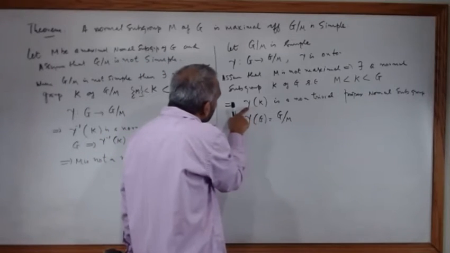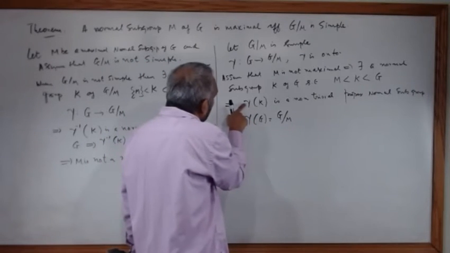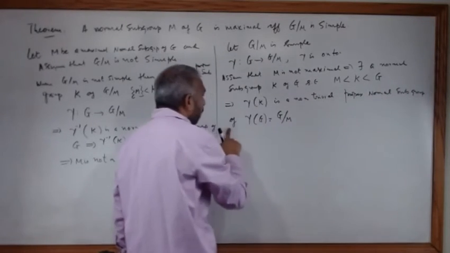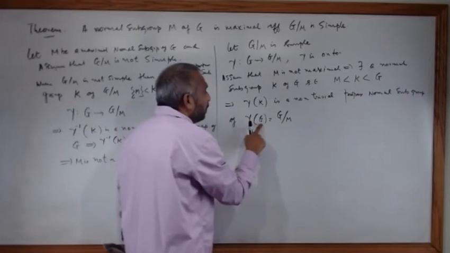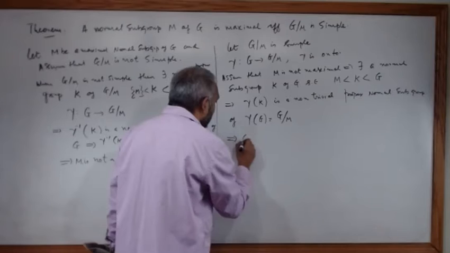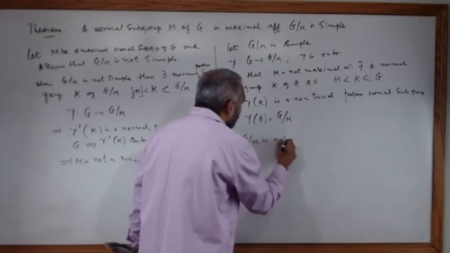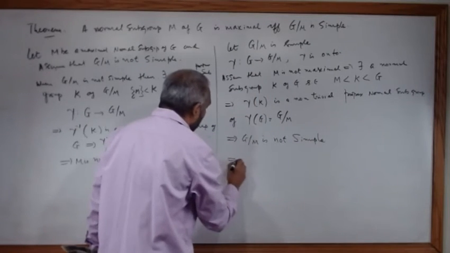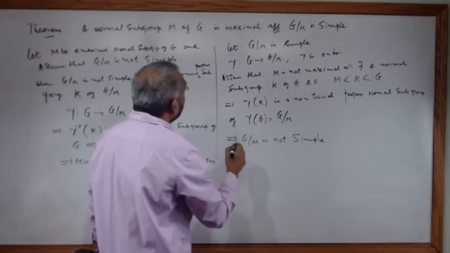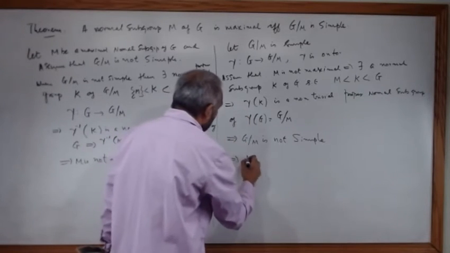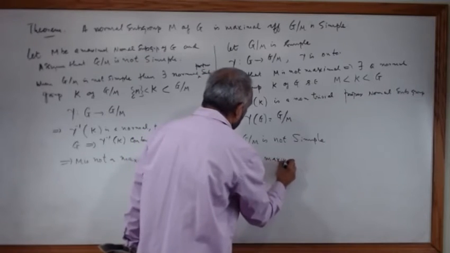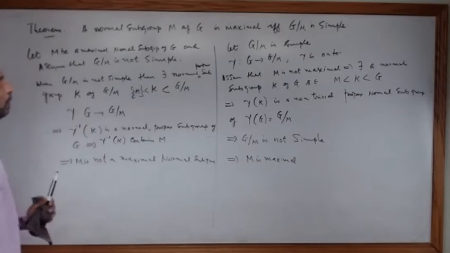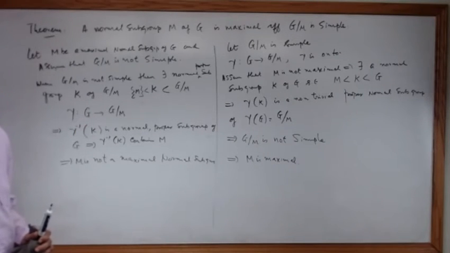So gamma of K is a non-trivial proper normal subgroup of gamma of G, which is already G over M, which implies G over M is not simple, and that's a contradiction, and that implies M is maximal. We are using the same tool to prove the necessary and sufficient condition.